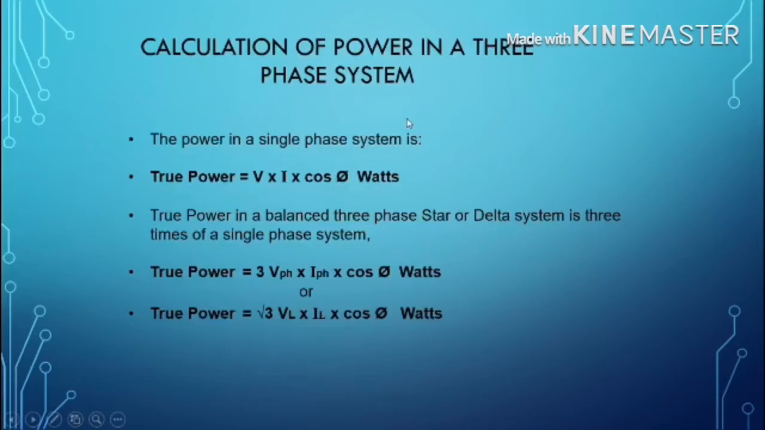In a three-phase star, we can use this formula: 3 times phase voltage times phase current times cos theta watts. In the delta system, we can use square root of 3 times line voltage times line current times cos theta watts, and you can get the true power in the three-phase system.